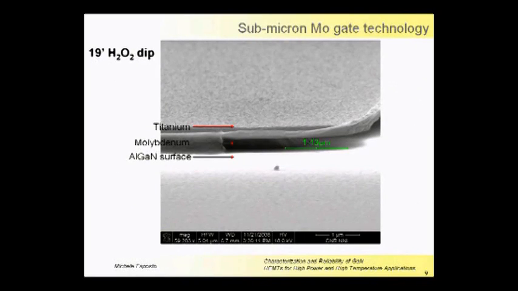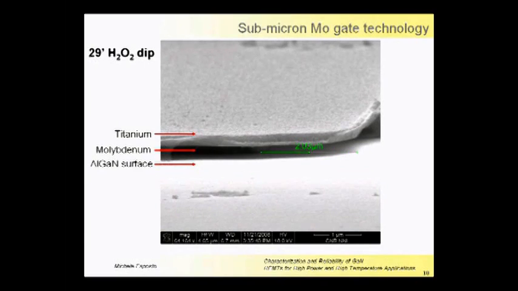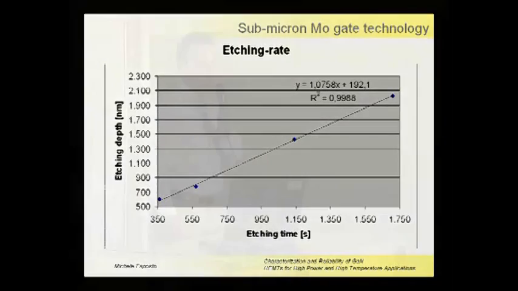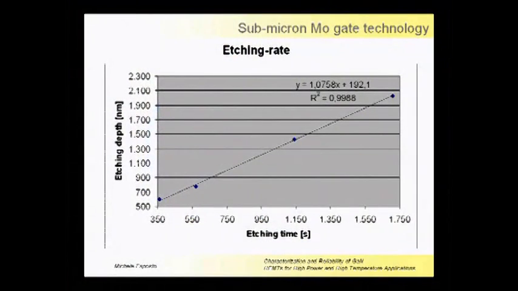In these two pictures, I show two different times of dip in H2O2: 19 minutes and 29 minutes. We have calculated an etching rate of about 1 nanometer per second, so the process is very controllable.